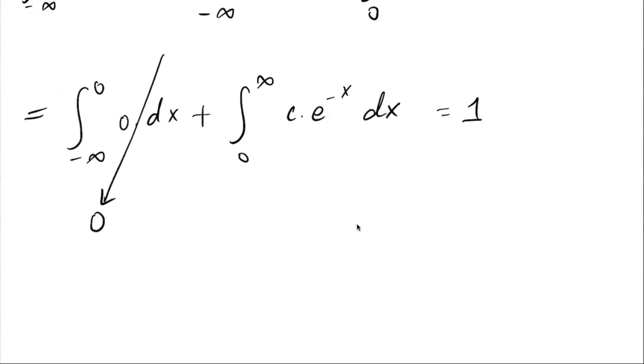Well, the first integral is 0. And then I need to calculate this integral, which means I need to find an antiderivative of e to the power minus x. The antiderivative of e to the power minus x is minus e to the power minus x. Then I need to take the limit as t goes to infinity, from 0 to t.